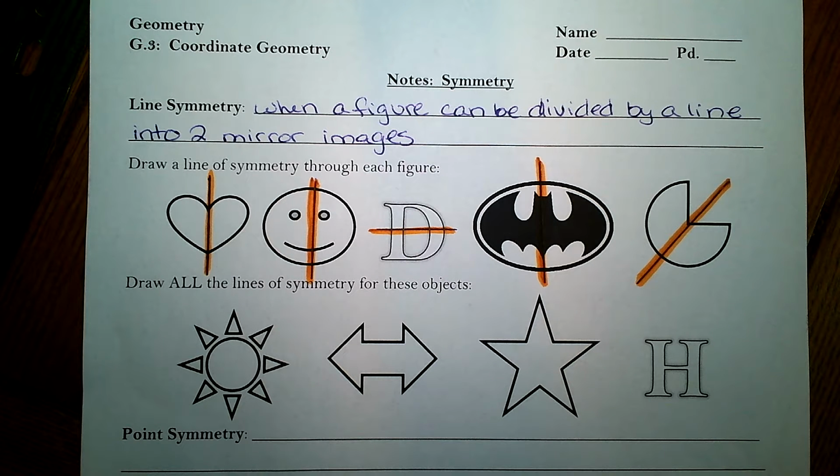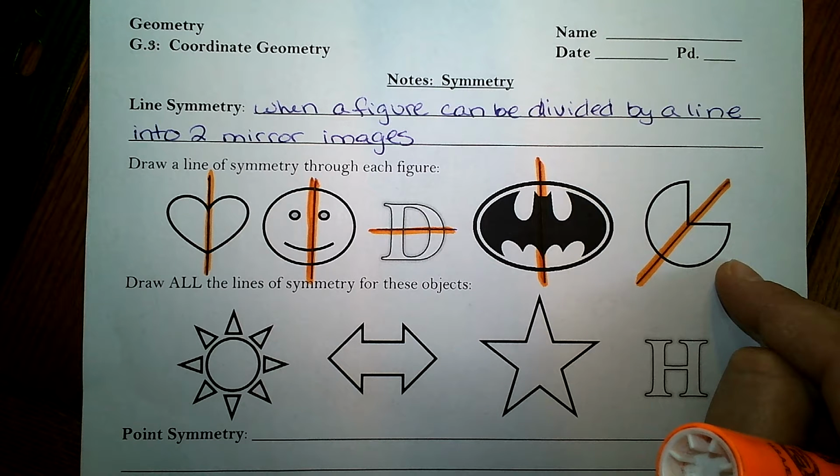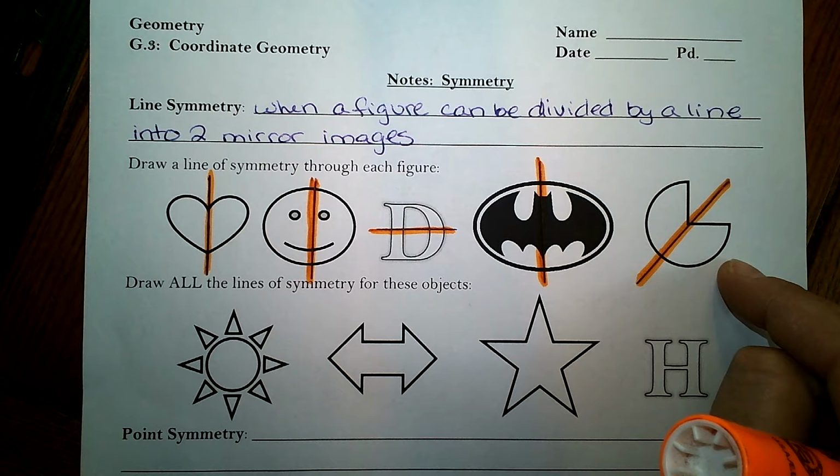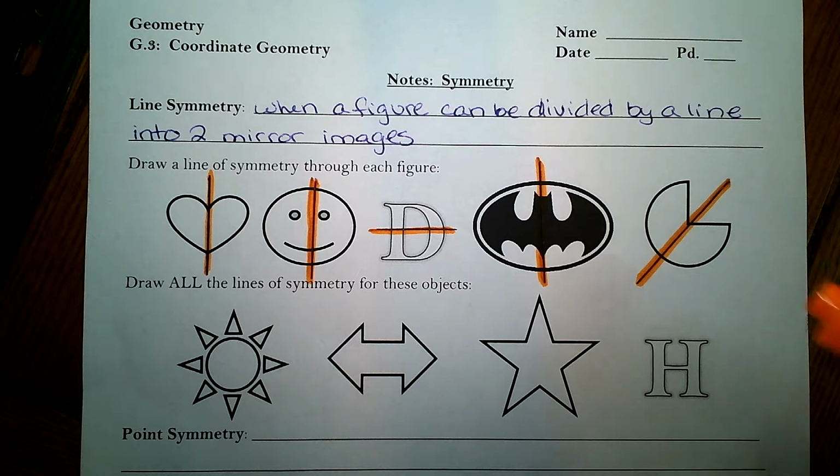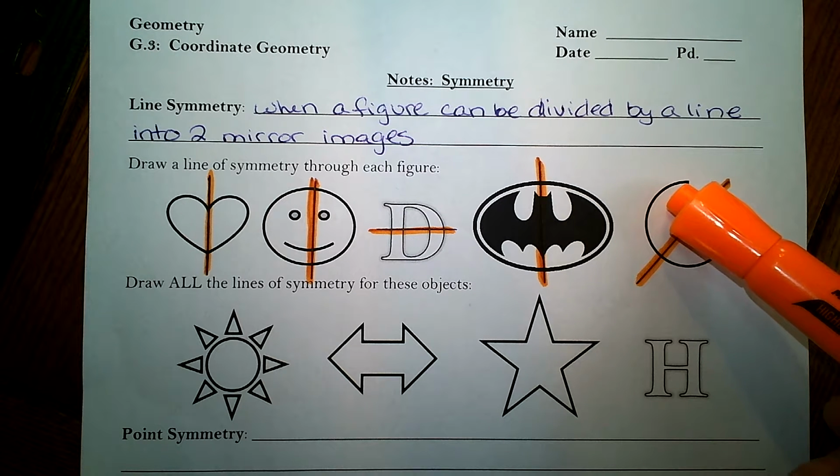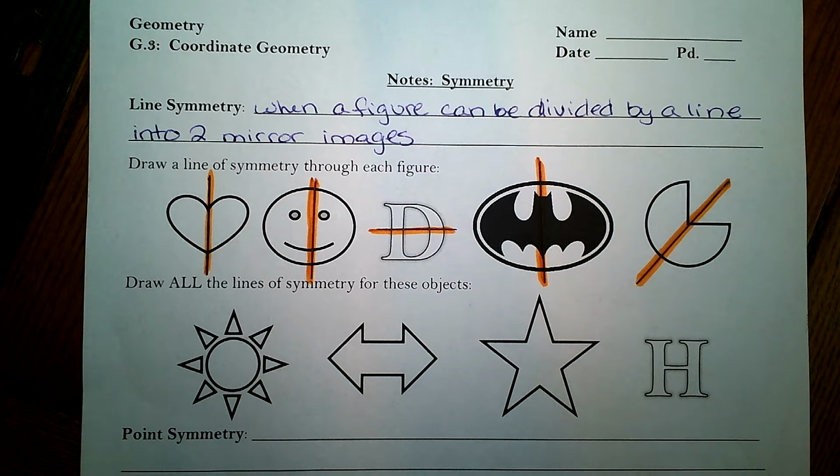On the D, I drew a horizontal line here. Now, not every font would have a horizontal line of symmetry, but this particular font of D does have a horizontal line of symmetry. Batman is symmetrical, drew it right down the middle. We could fold the left wing onto the right wing. And this little funky pie circle over here with a piece missing kind of looks like Pac-Man, but I purposely didn't put Pac-Man's eye on it because if Pac-Man's eye were up here in the top corner, it would not be a symmetric figure. As it is, blank, it is a symmetric figure.